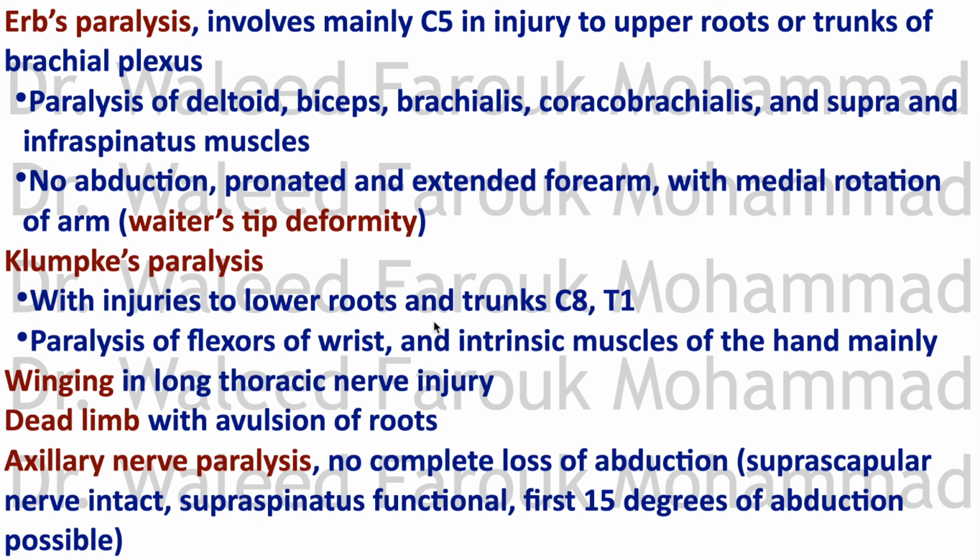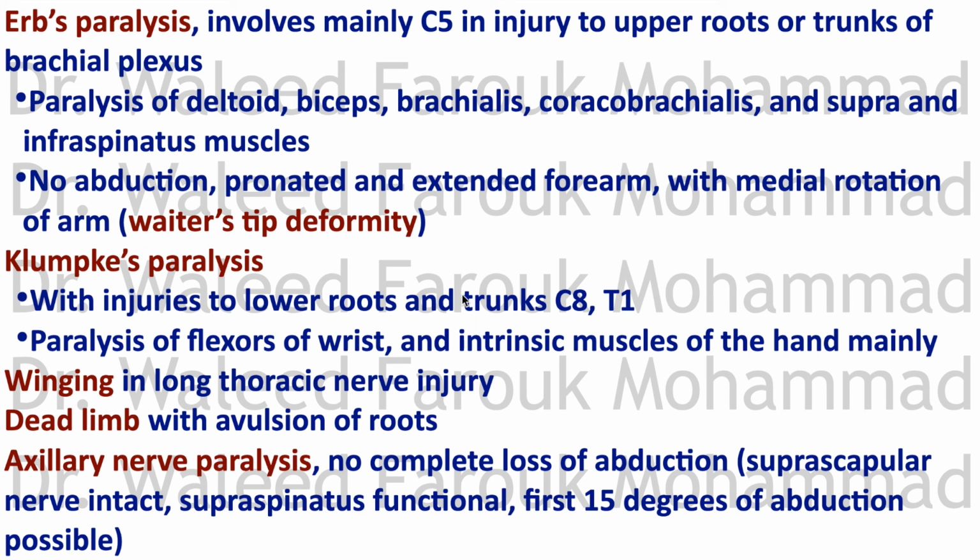Klumpke's paralysis, it's injury to the lower part of the brachial plexus, lower roots and trunks of brachial plexus, C8 and T1. This happens when the arm becomes impacted over the head of the fetus and the doctor continues the pull on the fetus to deliver it. Okay? This will make traction on the lower part of the brachial plexus. This will lead to paralysis of the flexors of the wrist, the intrinsic muscles of the hand. Okay? This is called the Klumpke's paralysis.